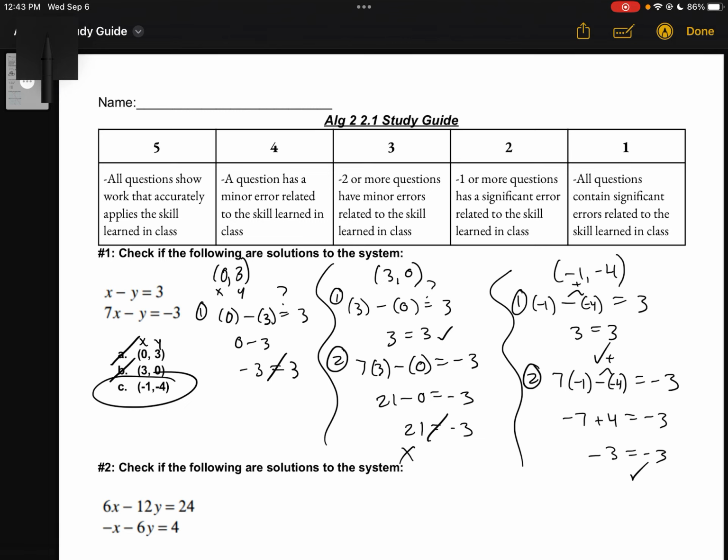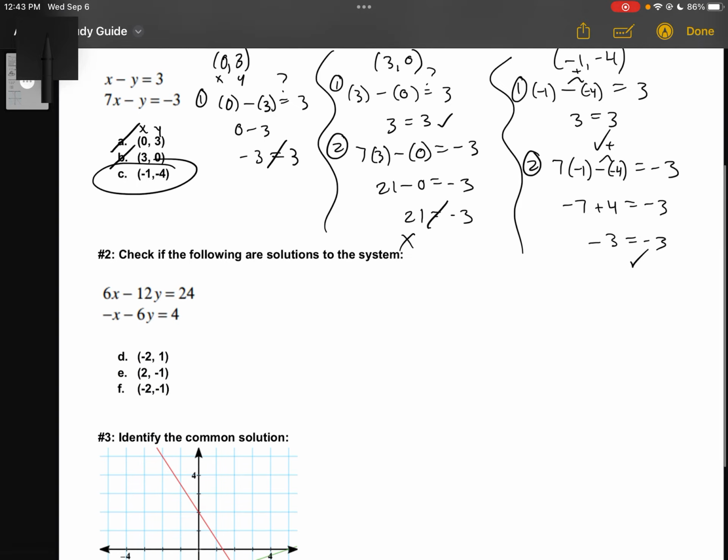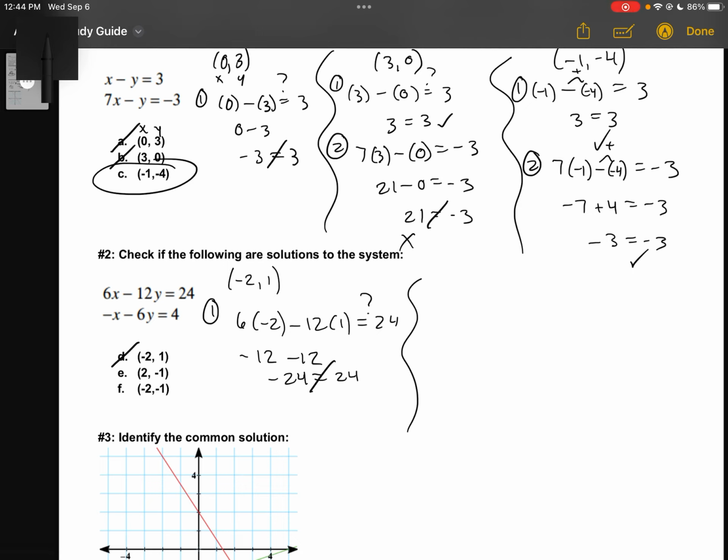It's possible that all three will not work, so don't just assume because the first two don't work that the next one will. Going to follow the same process for our next one here. So our negative 2, 1 for our first one. Plug into our first equation. And we're going to see, does this equal 24? In this case, we're going to see negative 24 is what we get, so that is not the same. So the first one does not work.